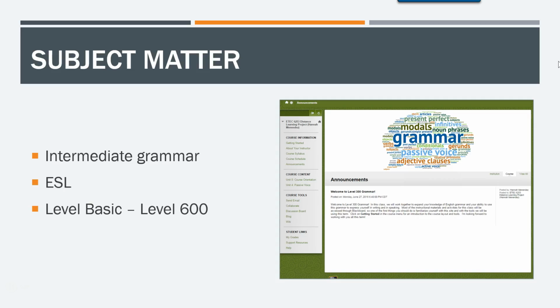The topic of my course is Intermediate Grammar for English as a Second Language. It's called Level 300 Grammar because it would be one course in a multi-level program that runs from level basic or 0 to level 600. So level 300 would be about midway through the entire program.